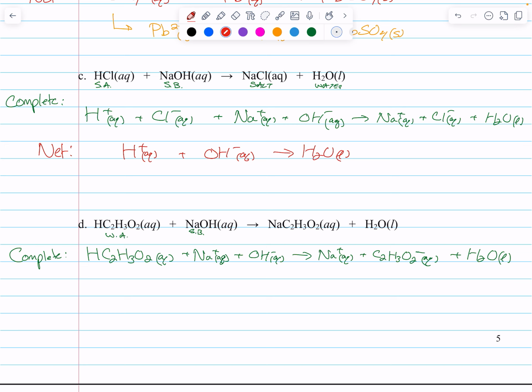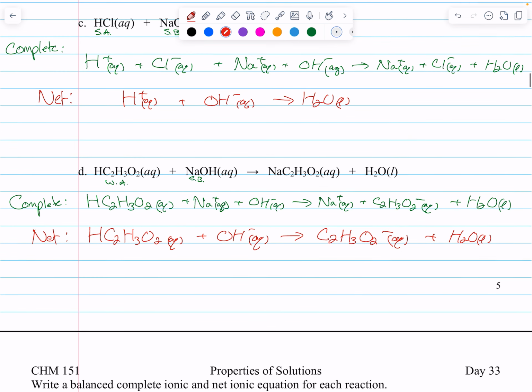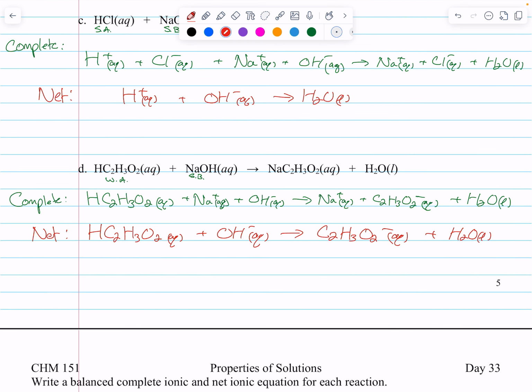So for my net, I get HC2H3O2 in solution here, plus hydroxide, going into acetate and water. All right. So that is what we have there. So that's a weak acid, strong base.